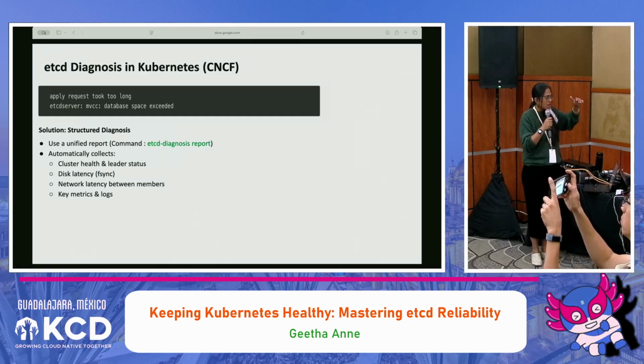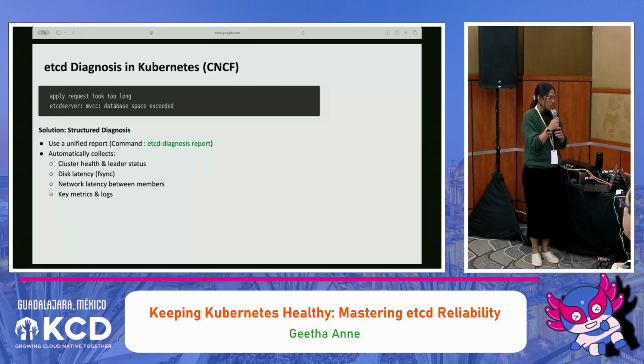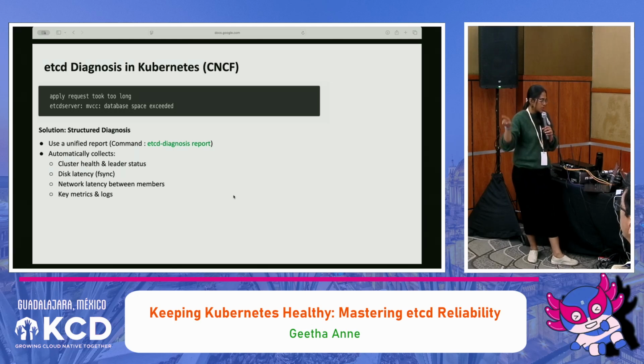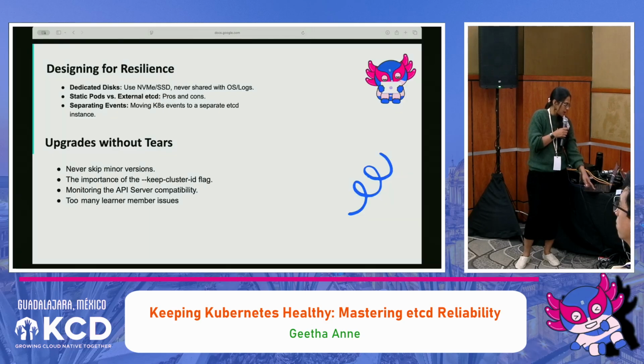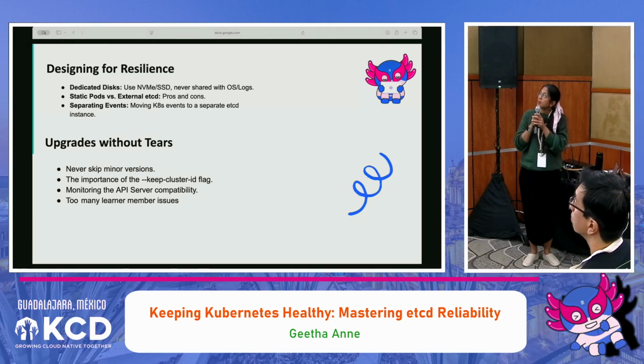At the core, it runs one command, etcd diagnosis report, which will generate a comprehensive report that gives you all the information like disk IO and your etcd health. It'll also give you the round trip time between the members, the resource pressures, and all kinds of relevant etcd metrics. Make sure you leverage it as you see fit.